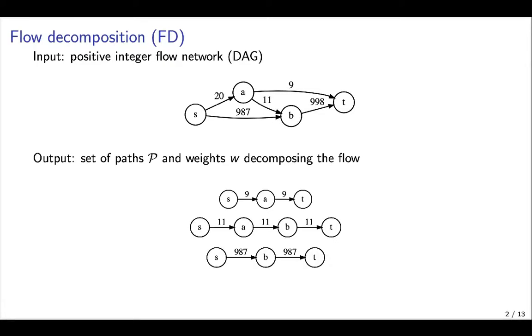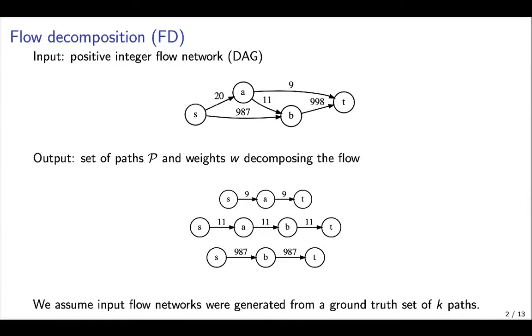In this example, we can decompose the flow into three paths, one with weight 9, one with weight 11, and one with weight 987. If we were to superimpose all three of these paths back into a single network, we would get exactly the flow network that we started with. And I'll also note that we use the variable k to denote the size of a ground truth set that created our input.